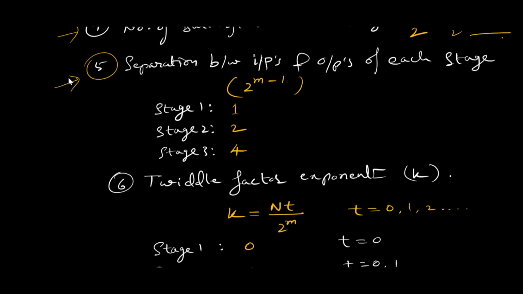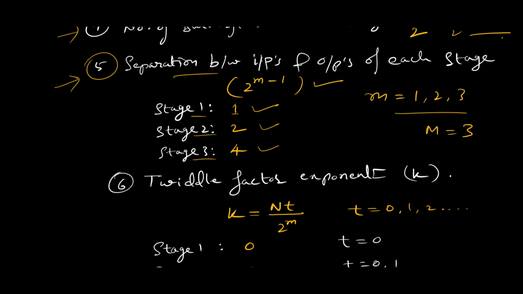Next is step number 5, the separation between inputs and outputs of each stage. We can determine it using this formula. This comes out to be 1 for stage 1, 2 for stage 2, and 4 for stage 3. Here small m is the stage index. It can take values 1, 2, and 3 because it's an 8-point DFT, so it can go up to 3.